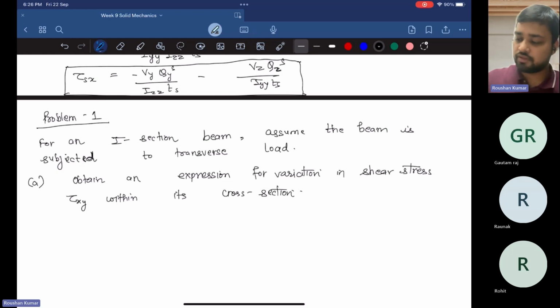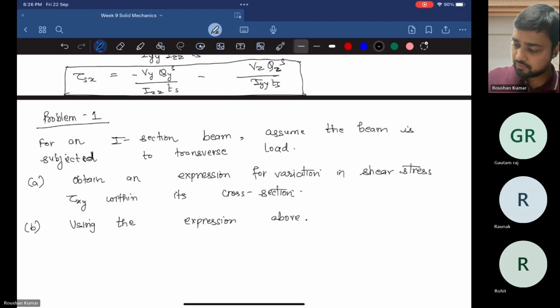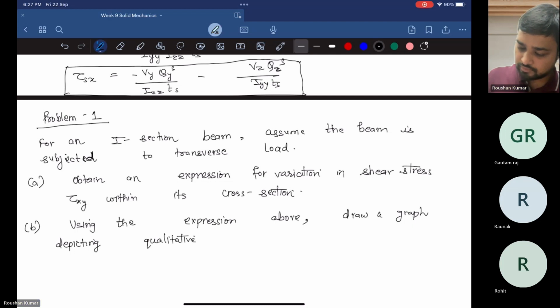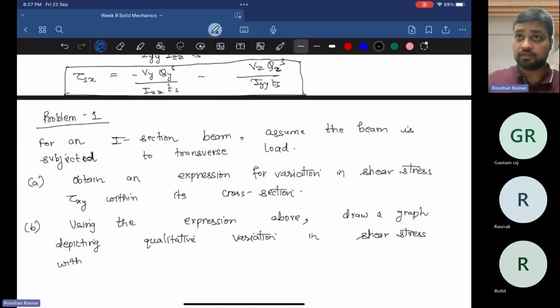You can use the formula. And the second part of this question is: using the expression above, draw a graph depicting the qualitative variation in shear stress within the cross section.